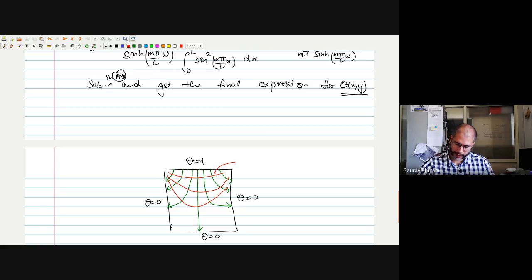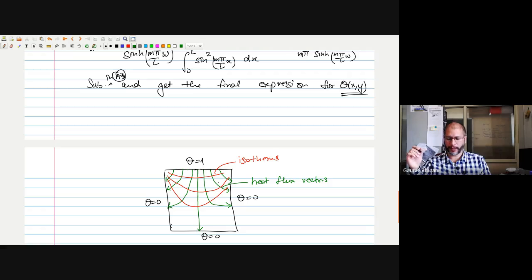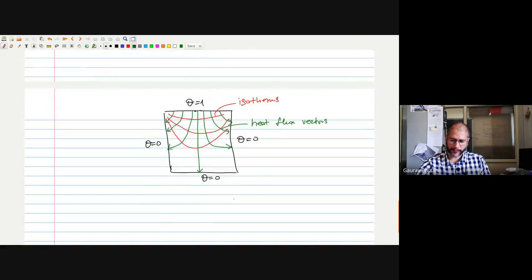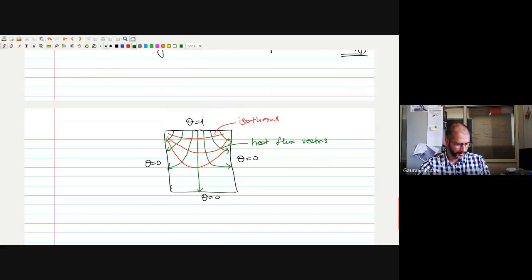So these are isotherms, and these green lines are the heat flux vectors. At any point you draw the streamlines, you draw a vector, and that will give you the heat flux vector in the direction of that vector at that point. Okay, so that gives us some idea of how the heat flows in this situation. Any questions?